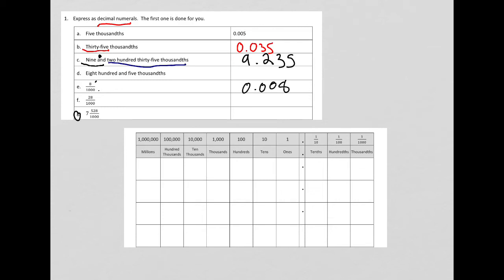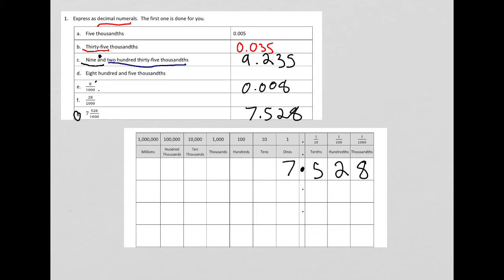If you have a mixed number, like G, 7 and 528 thousandths. So you heard me say 7 and. 7 is our whole, and "and" is our decimal. So we have 7 wholes and 528 thousandths. That 8 needs to end in the thousandths place, so it's going to be 528, 7.528.